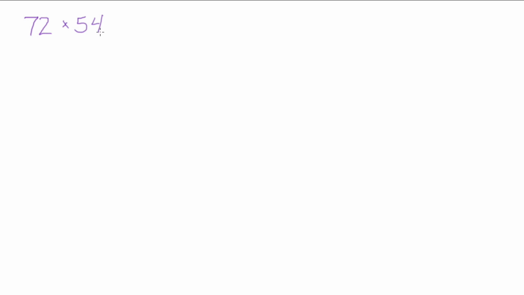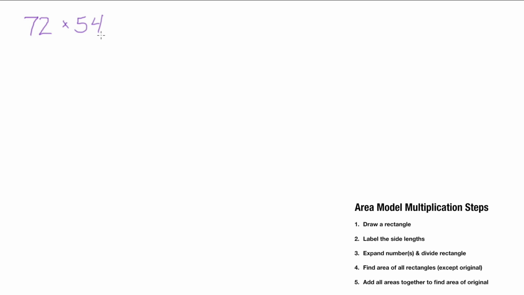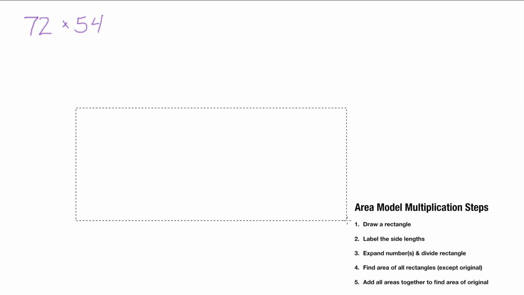I'm going to work through this one a little faster, so make sure you pause and re-watch parts if you need to. Notice that even though we are multiplying two digits by two digits, our steps remain the same. First, we'll draw our rectangle. And as before, the rectangle does not need to be to scale, just something that is going to help us represent our thinking.